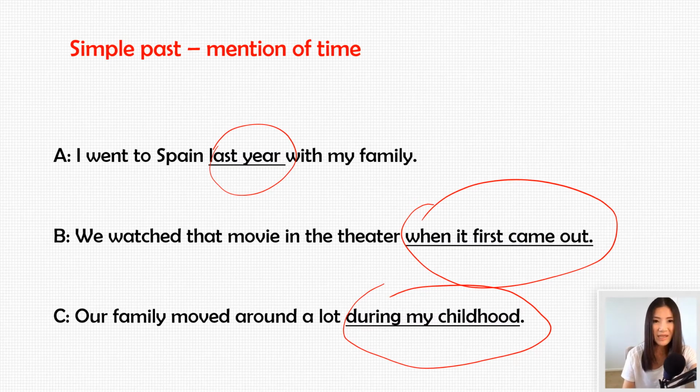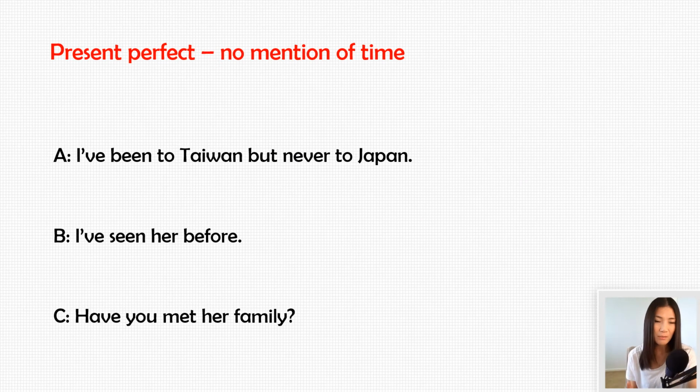It can just be any reference to a time period, then you're going to use simple past. Here are some examples of using present perfect, and there will be no mention of time. Sentence A says, I've been to Taiwan, but never to Japan. And when this happened is not really relevant. B says, I've seen her before. Again, I don't know when or where, but I have seen her before.